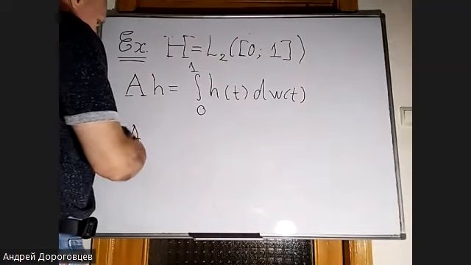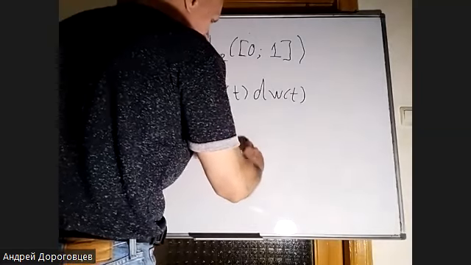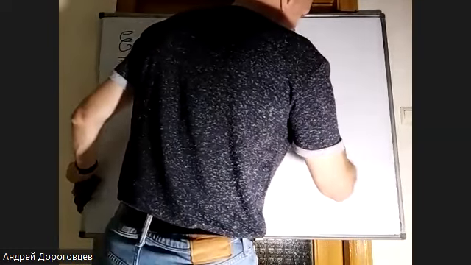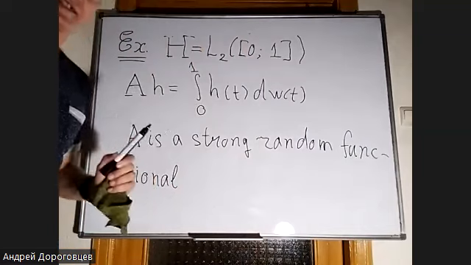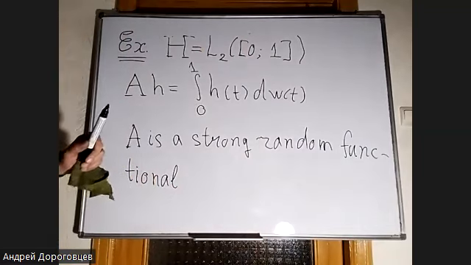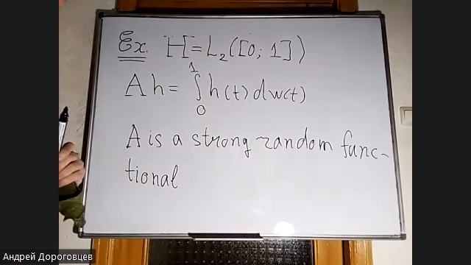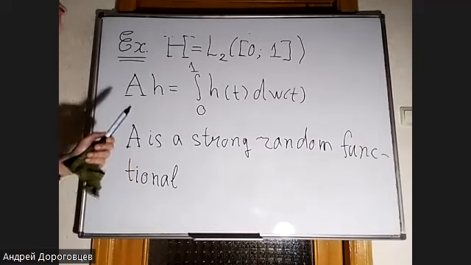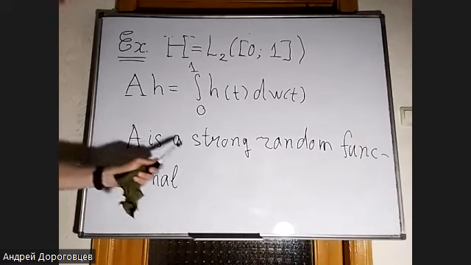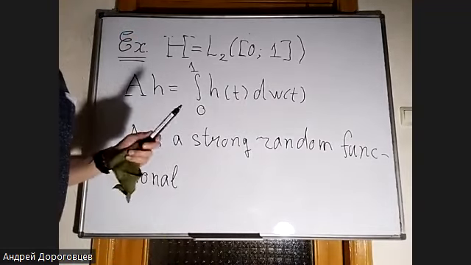So H is a strong random function. By the way, it will be a good exercise to adapt the previous proof from the last lecture to this case and check that A is an unbounded random functional. So there is no family of good bounded functionals which coincide with A. It is really a strong random function. Actually, this means that W has no derivative which belongs to L2, 0, 1.